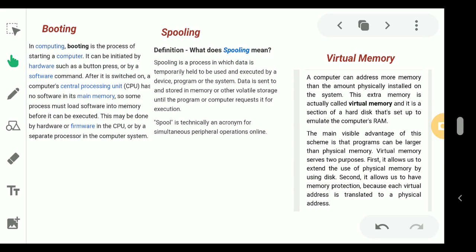Now next we will concentrate on the topic that is spooling. Spooling, also known as simultaneous peripheral operations online, is a technique.